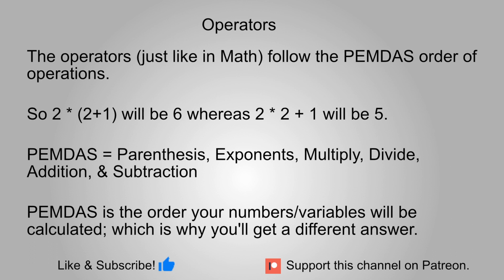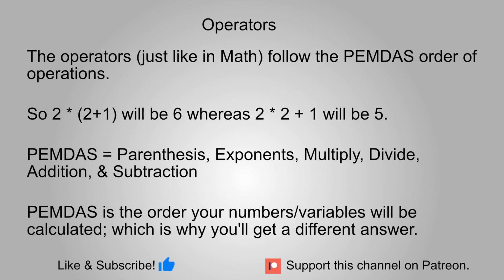Also, it's worth noting that using operators follows the mathematical principle known as PEMDAS. So 2 times (2 plus 1) will be 6, whereas 2 times 2 plus 1 will be 5. This is because, for those of you that don't know, PEMDAS stands for parentheses, exponents, multiplication, division, addition, and subtraction. So the first example is doing what's in the parentheses first, and then multiplying by 2, making 6. The second example does 2 times 2 first, and then adds the 1.